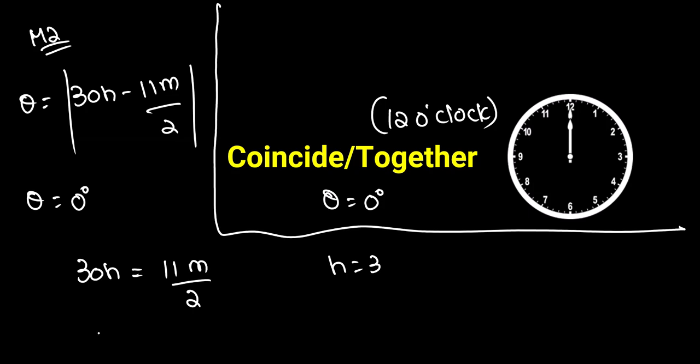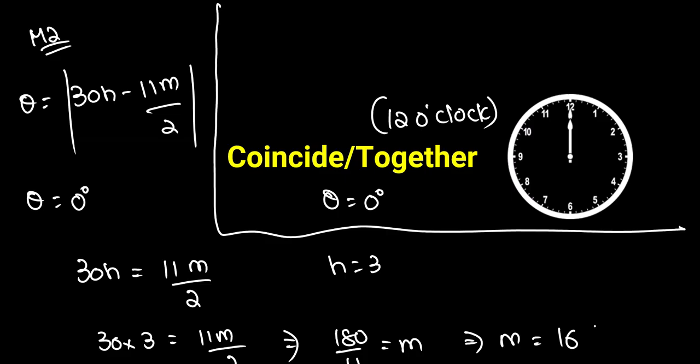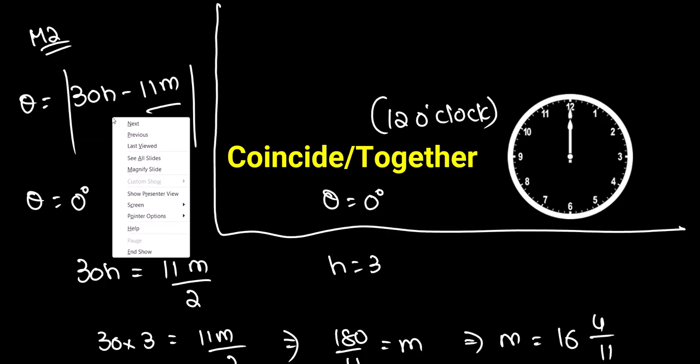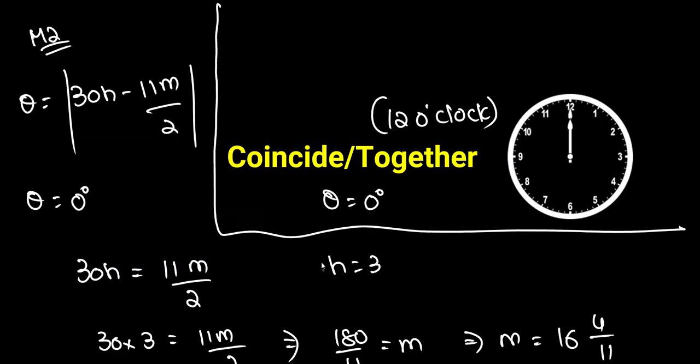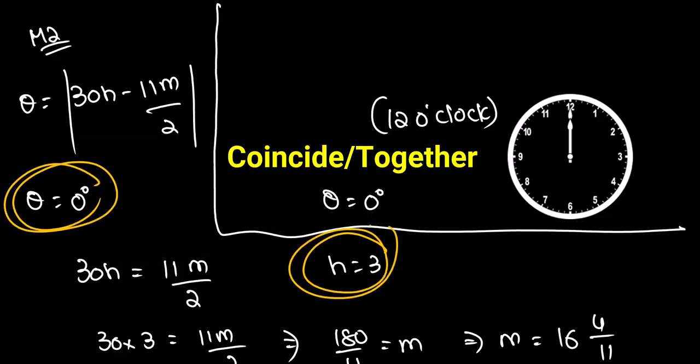Now check: 30 into 3 equals 11m by 2. This 2 will go to that side. 90 into 2 is 180, divided by 11. 11 sixteens are 176, remainder 4. So if you want to go for coincide, if the hour is 3, the minute should be 16 4 by 11. Got it? This is using the formula.